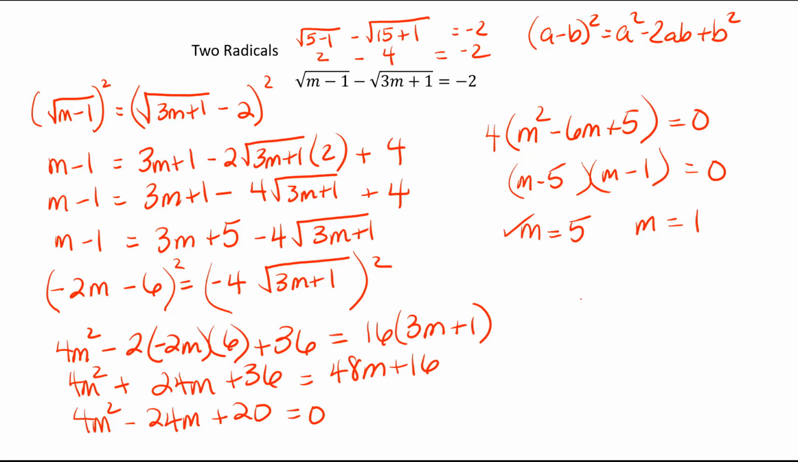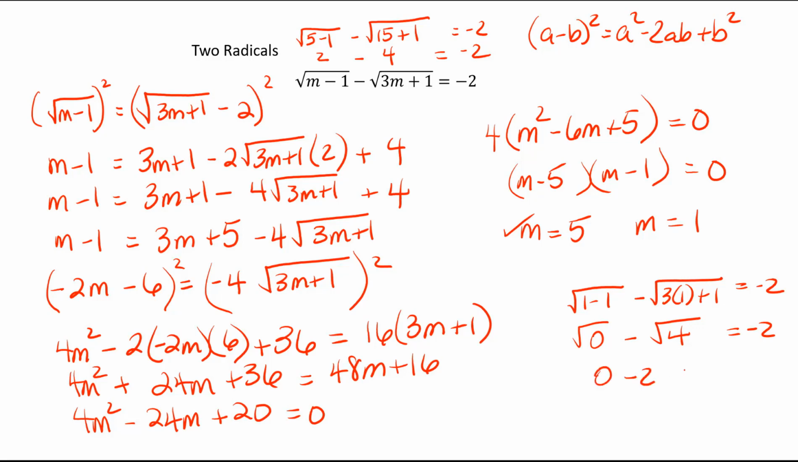Now I will go back up there and put 1 in. I'll just do it down here on the right side for m. So square root of 1 minus 1 minus the square root of 3 times 1 plus 1. That's supposed to equal negative 2. So square root of 0 minus the square root of 4 is supposed to equal negative 2. 0 minus 2 does equal negative 2. So that works also. So the solution set here for m is going to be 5 and 1.